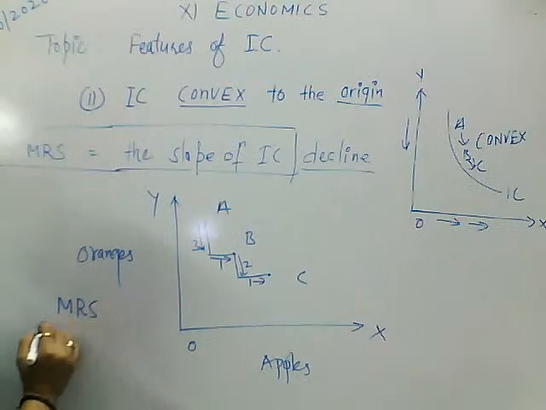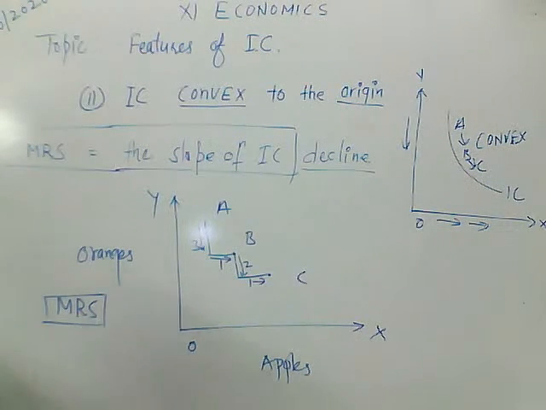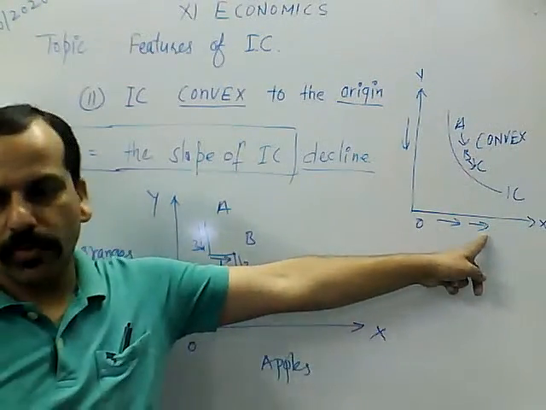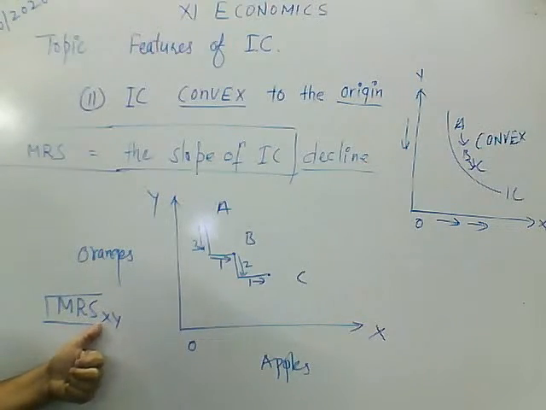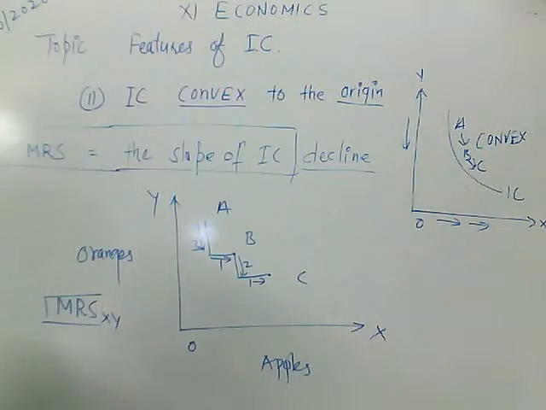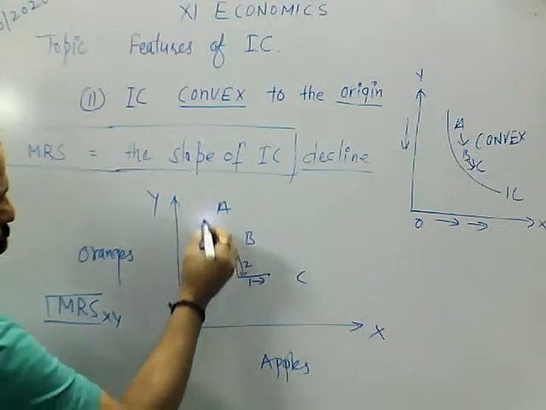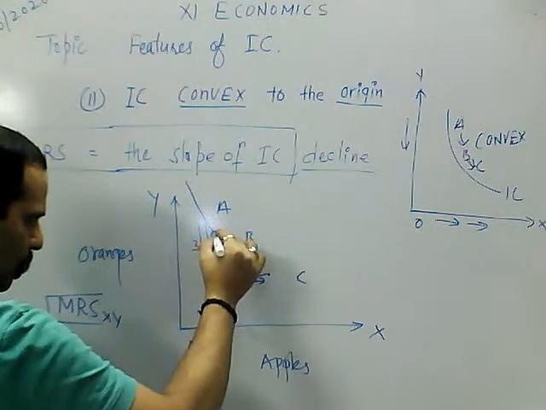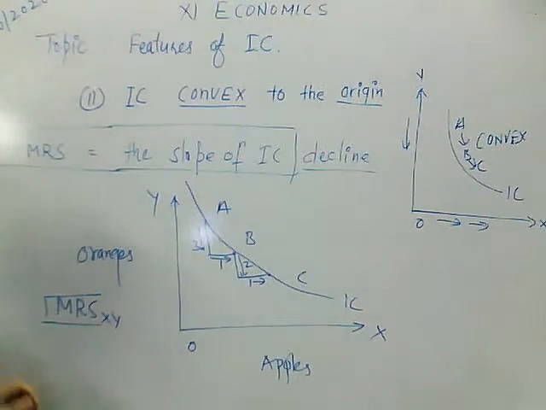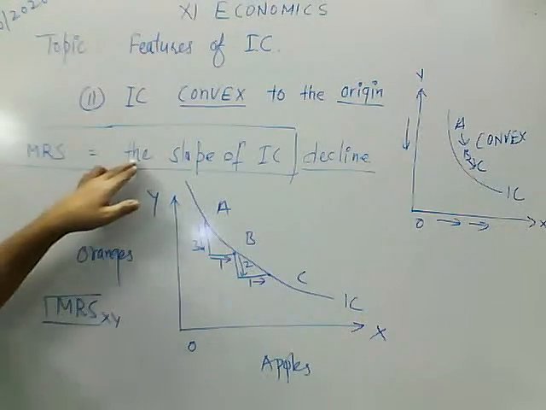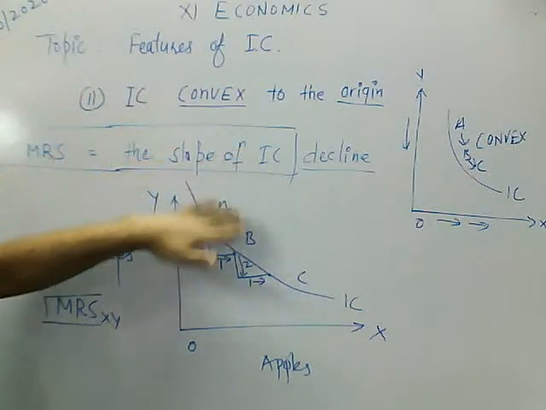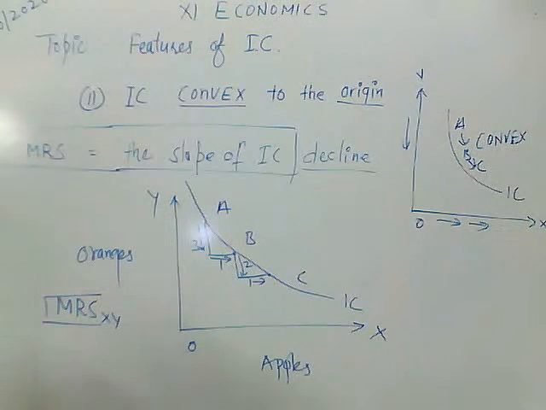Marginal rate of substitution for X and Y. X and Y means two goods are there. To get one more X, you have to sacrifice Y goods. If you join these points, it will make one indifference curve. So the slope of the marginal rate of substitution decides the slope of the indifference curve. Understood?